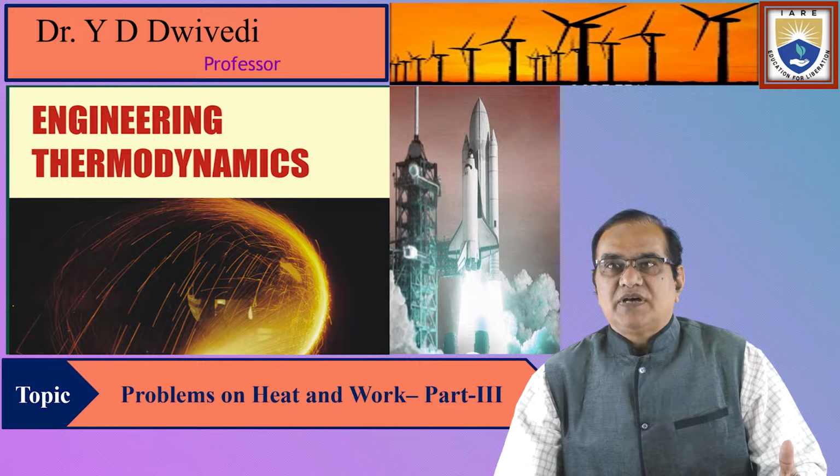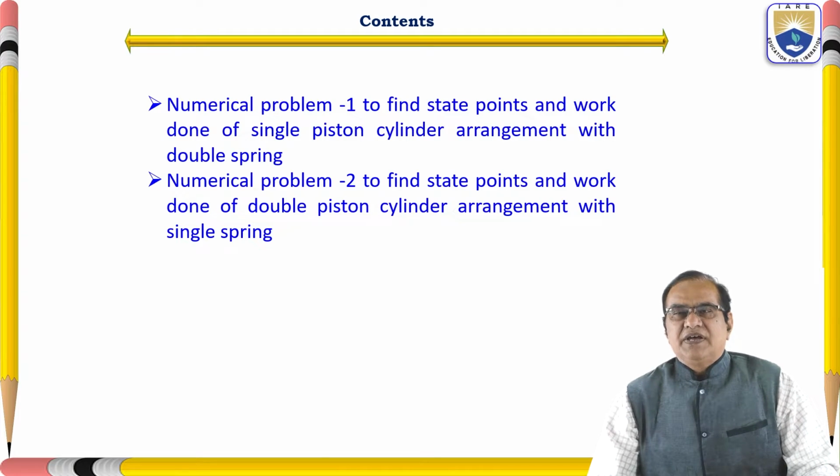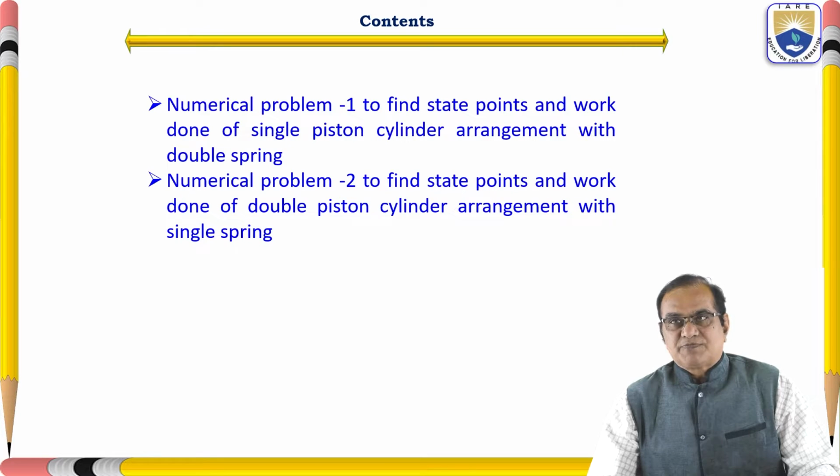Today I am on the heat and work topic, and I am going to take a few numericals, which I have given as part 3. Here, this is my content for the day. I have the numerical problem 1 to find state points and work done of a single piston cylinder arrangement with double spring. That is the first problem. And the second numerical problem is to find state points and work done of a double piston cylinder arrangement with single spring.